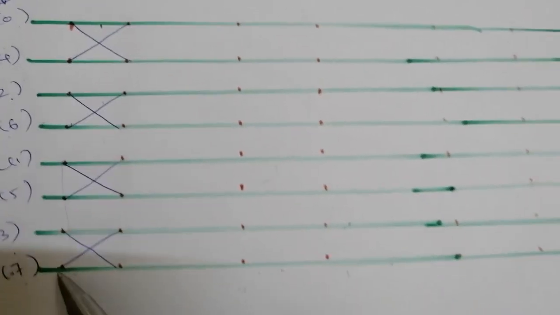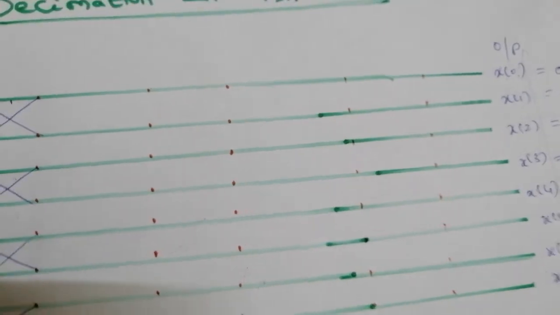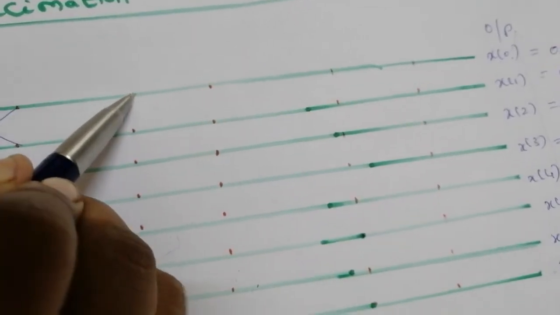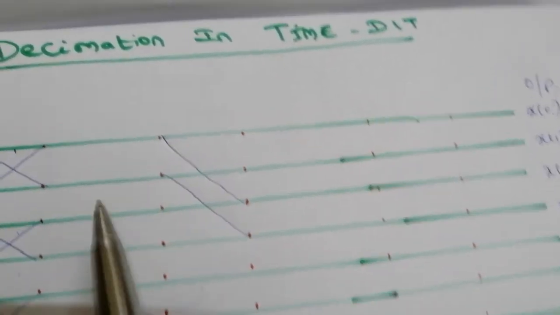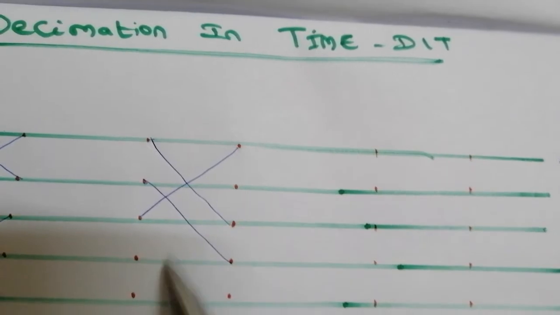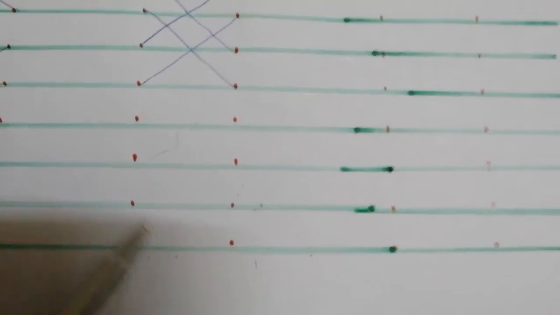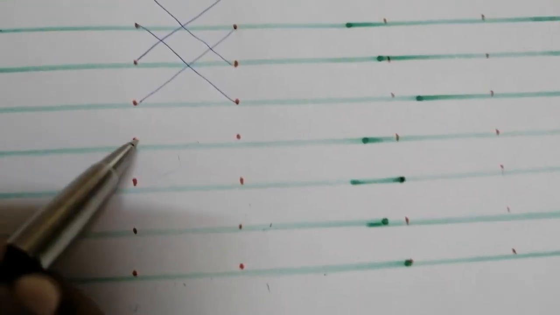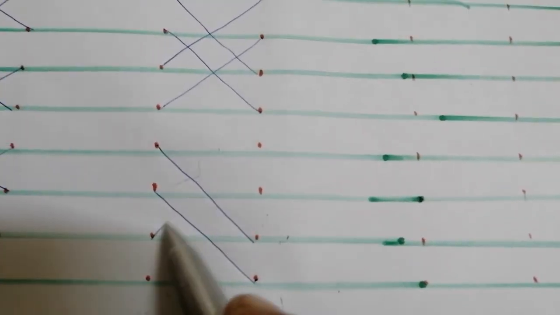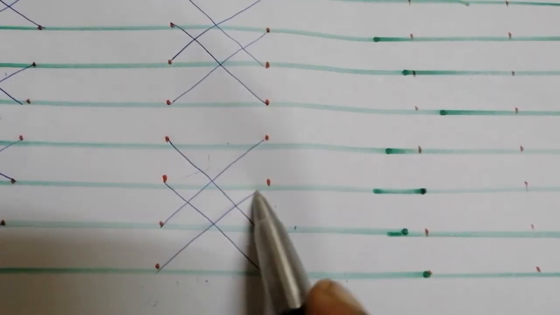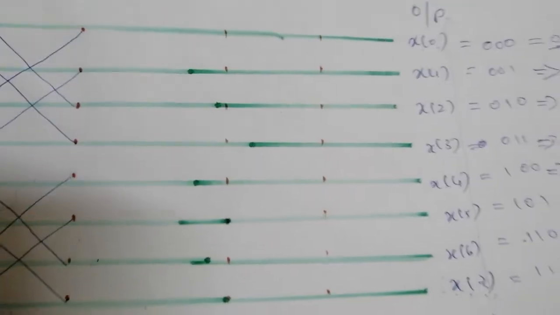Then the second stage is to draw the butterfly for 4 lines, right? The first line is joined with the third point and the second line is joined with the fourth point. Likewise, the third line is joined with the first point and the fourth line is joined with the second point. Again, the lower 4 lines are the same: the first line is joined with the third line, the second with the fourth, the third with the first, and the fourth with the second. This is the second stage.